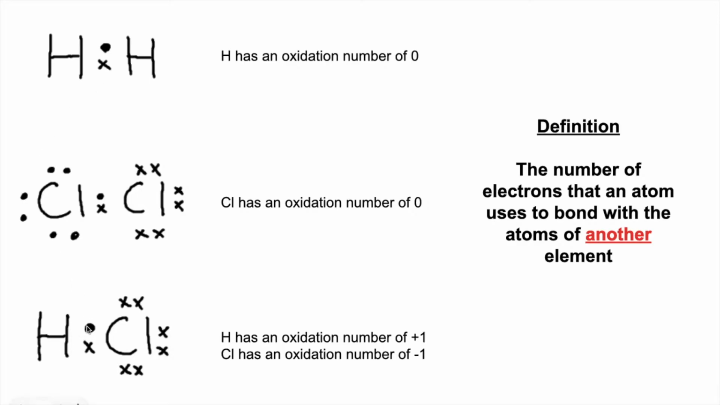Whereas in hydrogen chloride, you can see the dot and cross at the bottom there. Hydrogen's using one electron to bond to the chlorine. Chlorine is using one of its electrons to bond to the hydrogen.